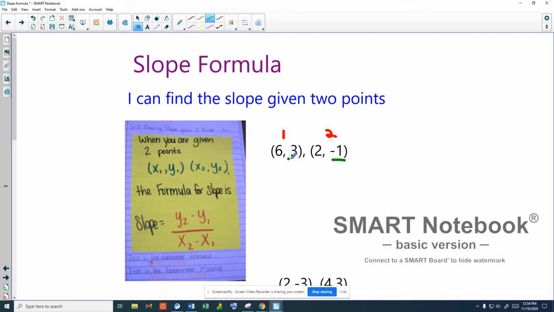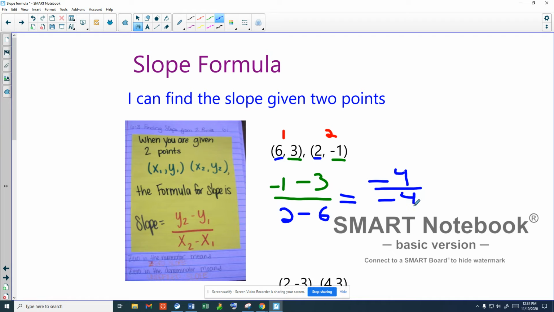y2 minus y1, so negative 1 minus 3 all over x2 minus x1. And then we just simplify. Negative 1 minus 3 is going to be negative 4. And 2 minus 6 is also negative 4. Negative 4 divided by negative 4 is a positive 1.